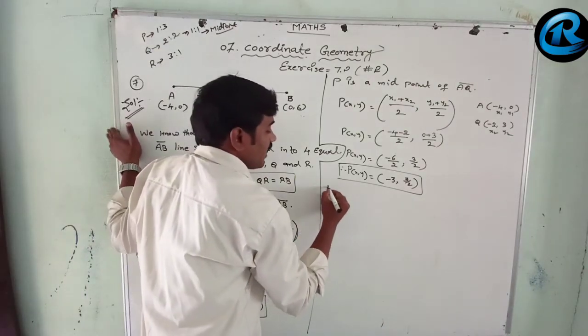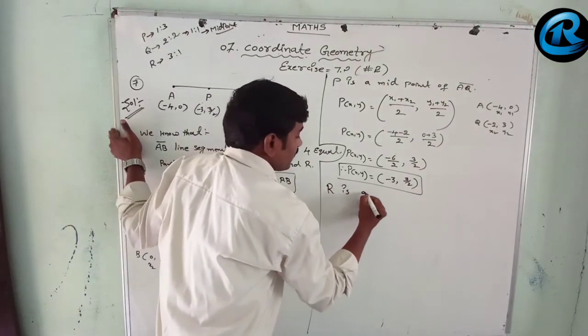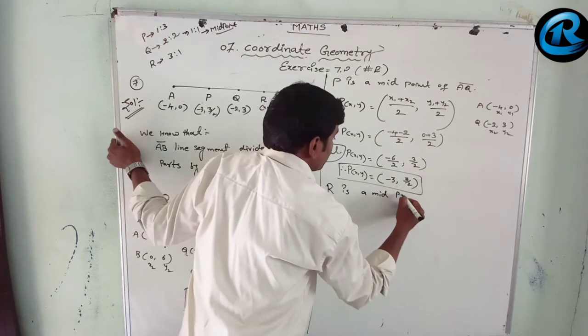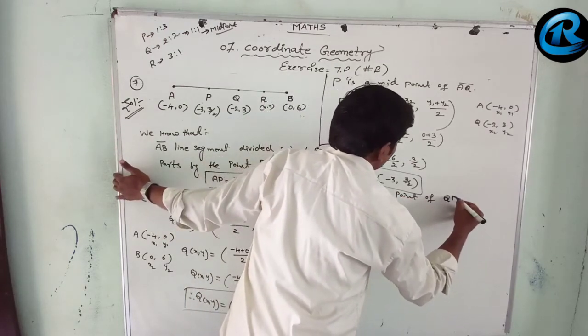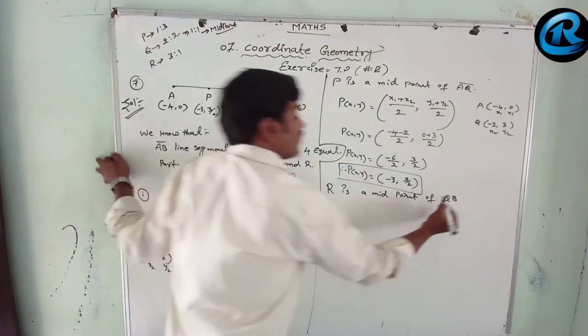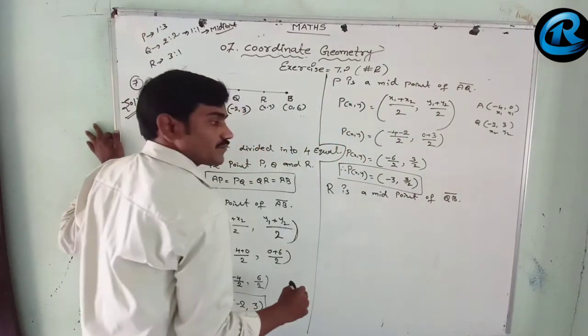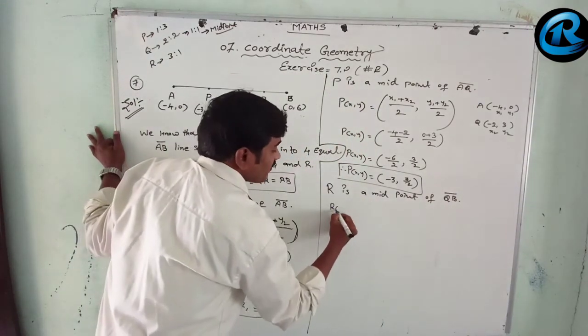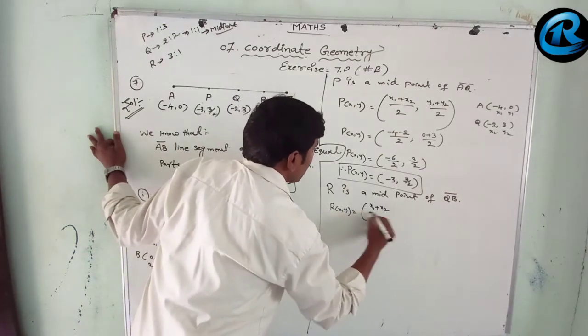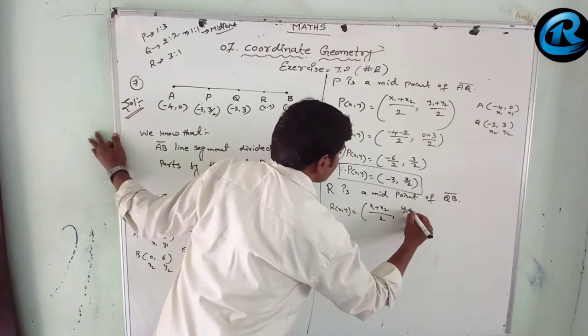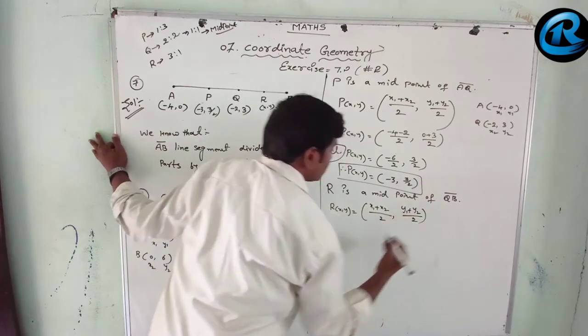Here R is a midpoint of QB, the line segment. Here R(x, y) is equal to ((x1 plus x2) by 2, (y1 plus y2) by 2).